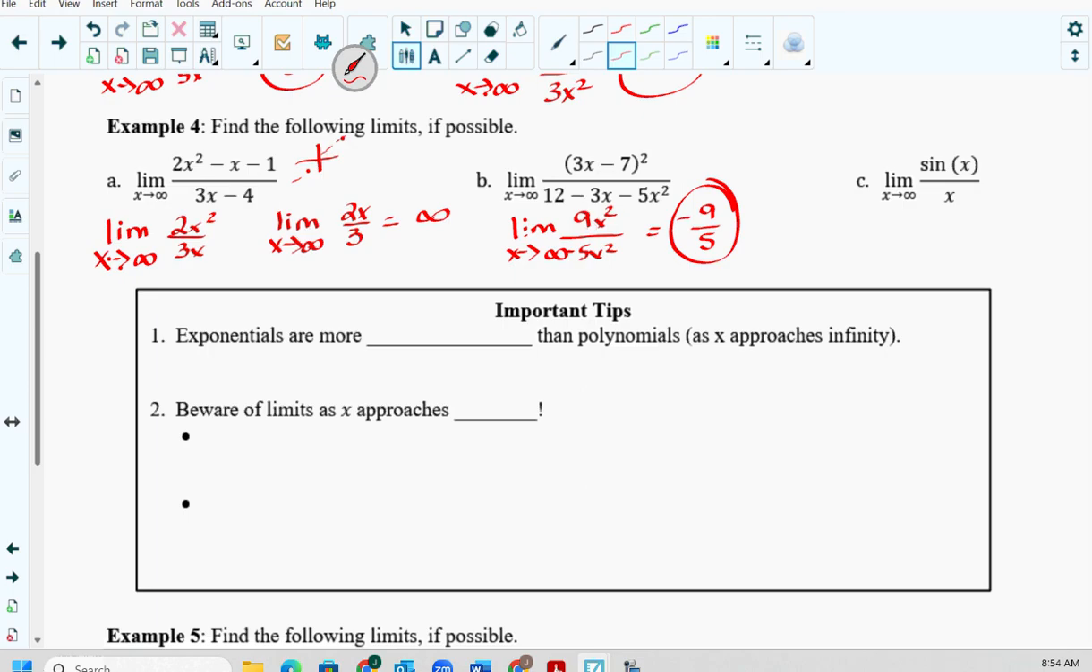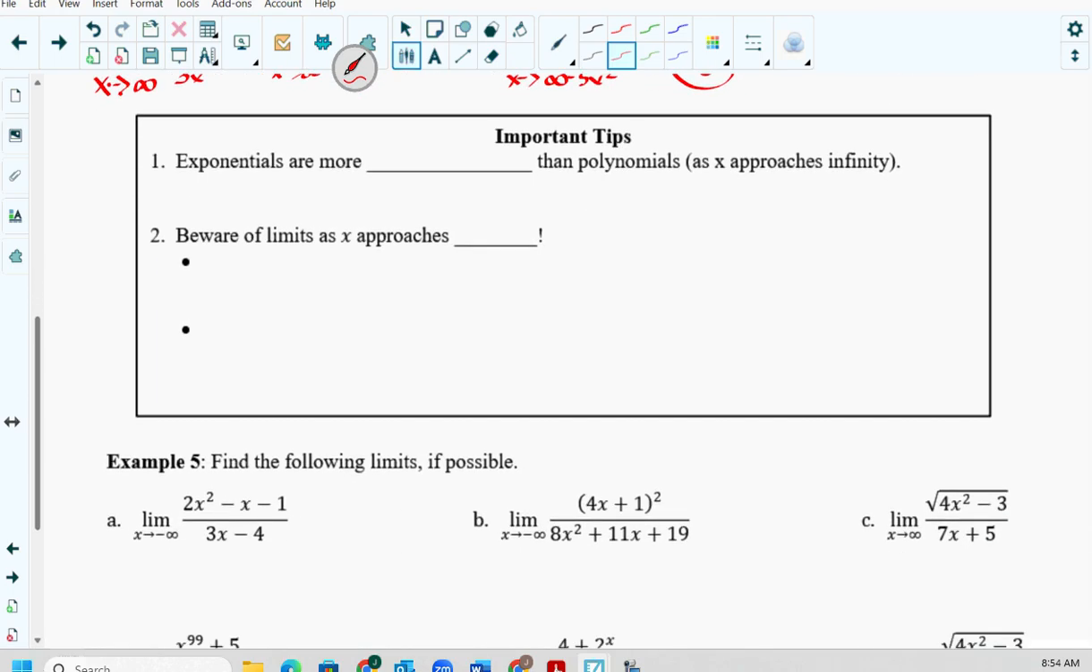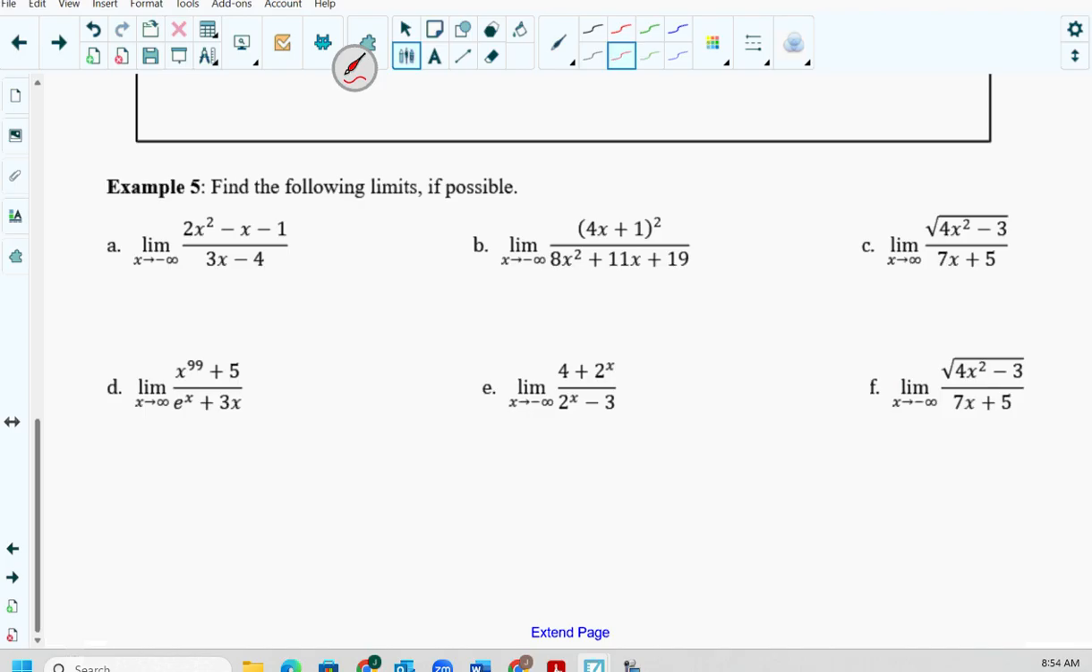Okay, we're skipping C. We're skipping the box. Let's try to do some more limits down here. We're jumping down to example 5. Okay, same idea here with letter A, but now x is approaching negative infinity. So it is top heavy. Think about what that's going to mean. Try for me. Let's do just A and B. I want to walk through some of these others with you.